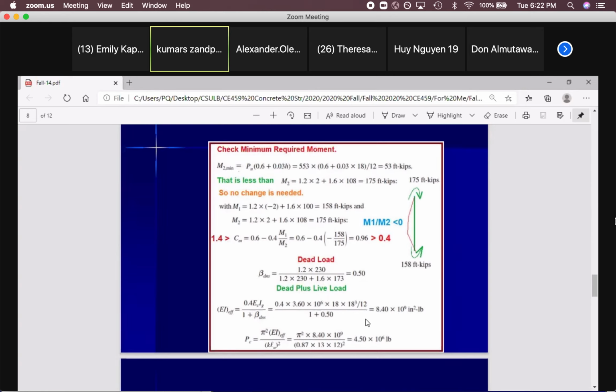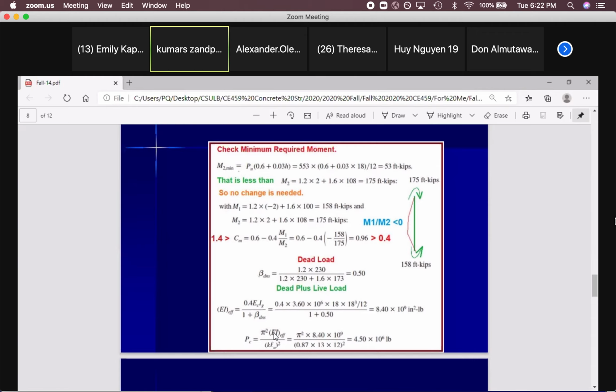So these are the numbers that you can see. We plug in all those beta and the IG and EC inside this equation. And at the end, you can see that's the answer, EI effective. Put that in PC. You have to find PC in order to be able to calculate delta.